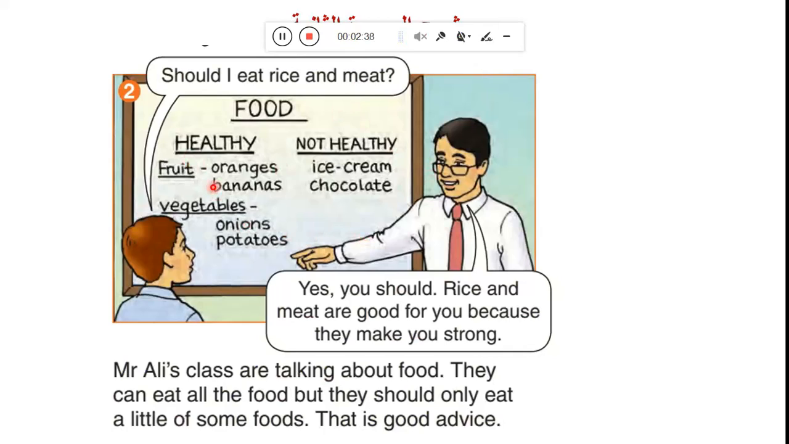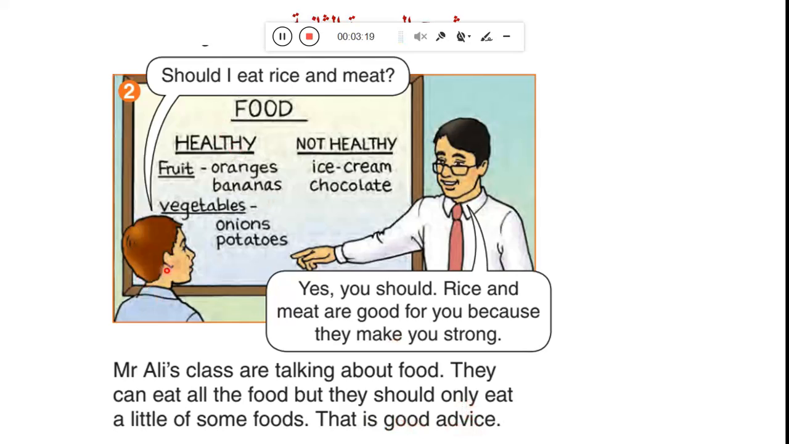Now please listen and follow as I am explaining the text. Follow along with me. Mr. Ali's class are talking about food. The class of Mr. Ali is talking about food. They can eat all the food. This information is important. They can eat any food. But they should only eat a little of some foods. You can eat all foods, but there are foods you should only eat a little of. This is good advice. This is good advice from Mr. Ali.